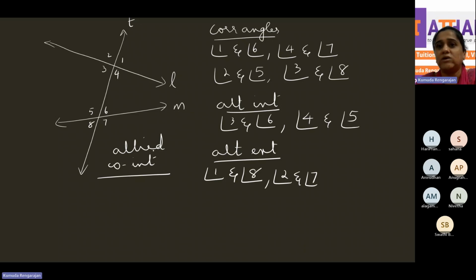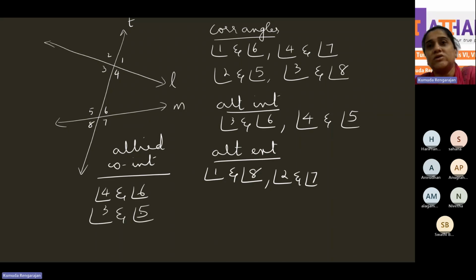Okay, now we are going to talk about allied angles, which are co-interior angles. Both of them must be interior angles. That is angle 4 and angle 6. Angle 3 and angle 5. They should lie on the same side of the transversal. Because if they lie on opposite sides of the transversal, then they'll become alternate interior angles. That is the difference between alternate interior angles and co-interior angles.